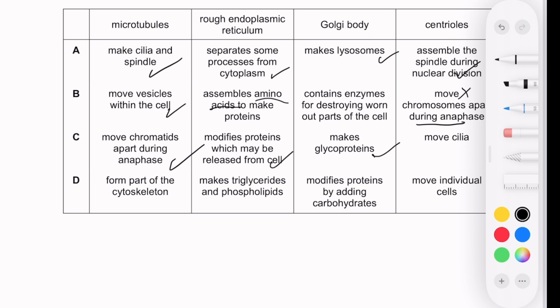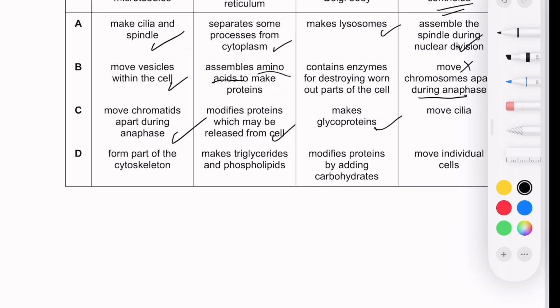Makes glycoproteins, correct. Moves cilia, centrioles do not move cilia. The cilia are going to move because of the movement of the microtubule doublets alongside each other, and the fact that they have these dynein protein arms, but not because of the centrioles. Yes, the centrioles form the basal body, which is the structure at the bottom of the cilia, and it is what forms the microtubules in the cilia, but it does not move them, and that's why this is wrong.